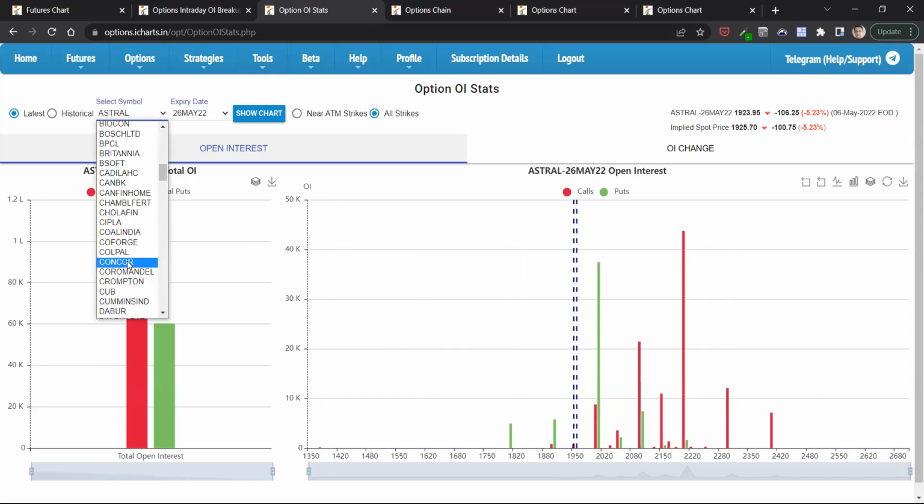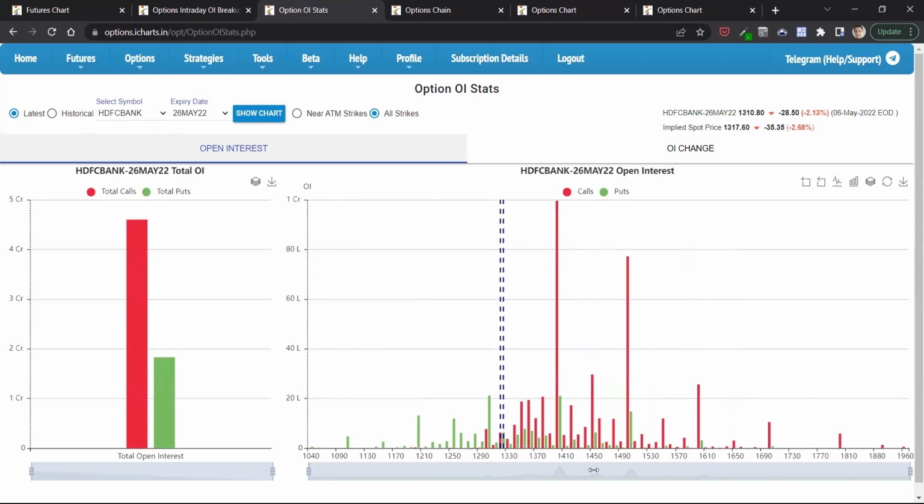It could be true for highly liquid stocks, maybe. But even for highly liquid stocks like these, this is not making sense here. Supposedly this is the max over here, and so 1300 and 1400 are your supports and resistances.